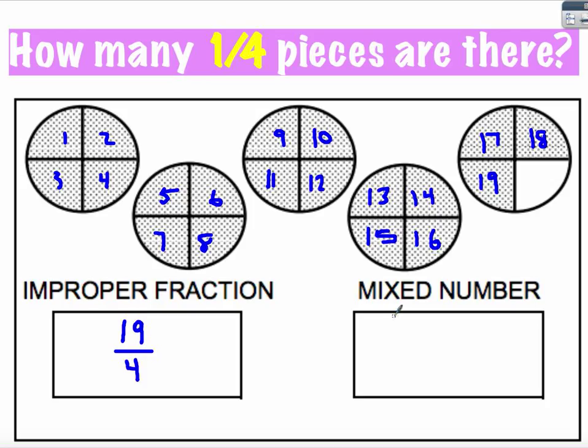Now I can write this as a mixed number too, and what I mean by that is if I dumped 19 1/4 pieces out on a table and asked you to put them together, you would create, looks like, 4 whole circles and then part of the next one. So your mixed number would be 4 whole circles, and then the last one has 3 fourths left over. So 4 and 3/4 is exactly the same as 19 fourths.